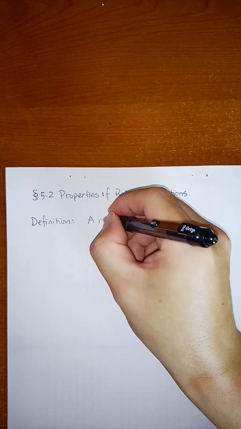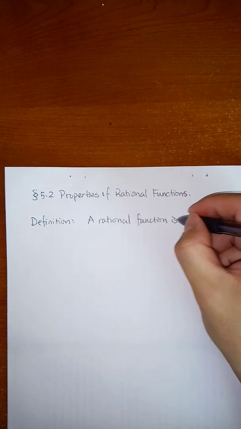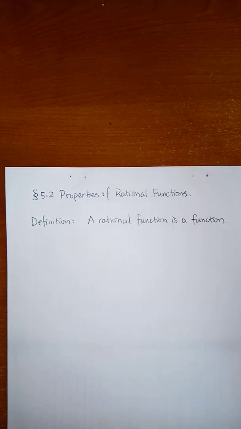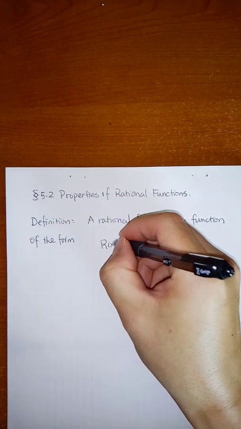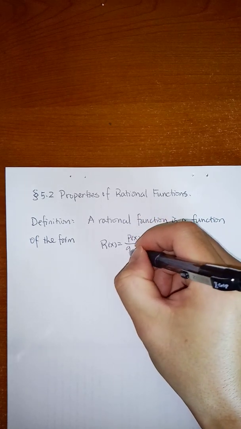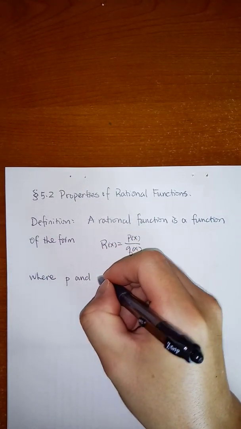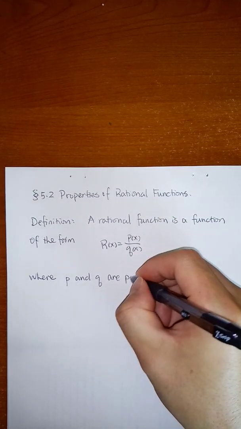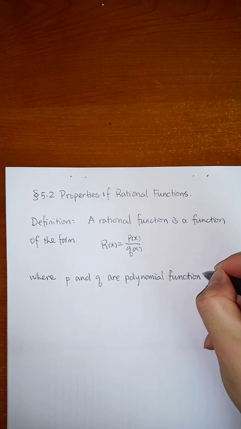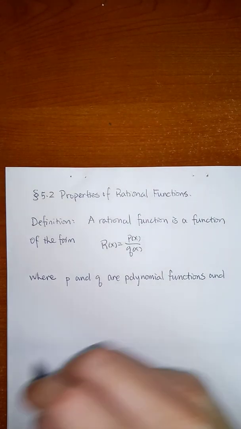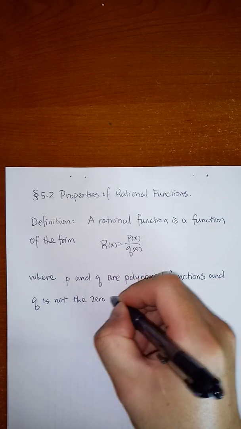A rational function is a function of the form r of x is equal to p of x over q of x, where p and q are polynomial functions, and q is not a zero function.